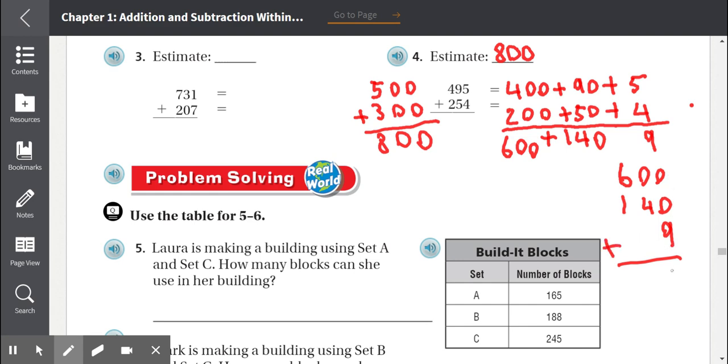0 plus 0 is 0. 0 plus 4 is 4. 6 plus 1 is 7. So 749. And our estimate was 800. So we are close to our estimate. So we know our answer is correct.